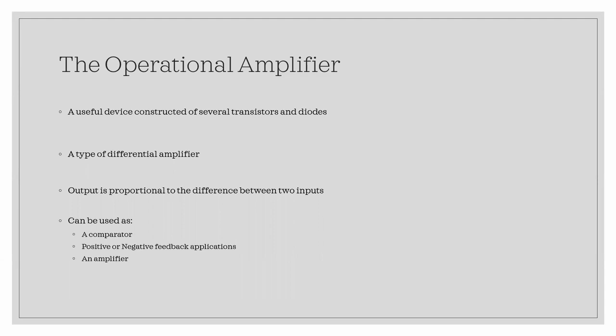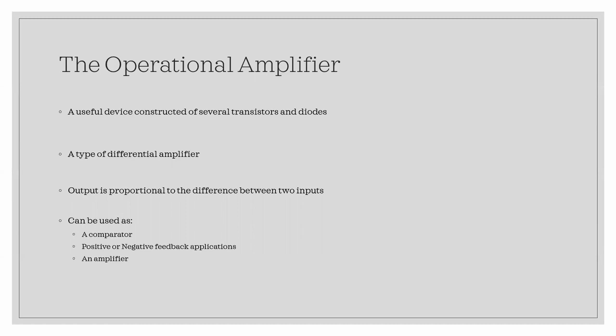At its core, an op amp is a differential amplifier. And that means that it takes the difference between two inputs and then sends an output that is some function of that difference, usually a multiple. And this gives the op amp all kinds of uses.